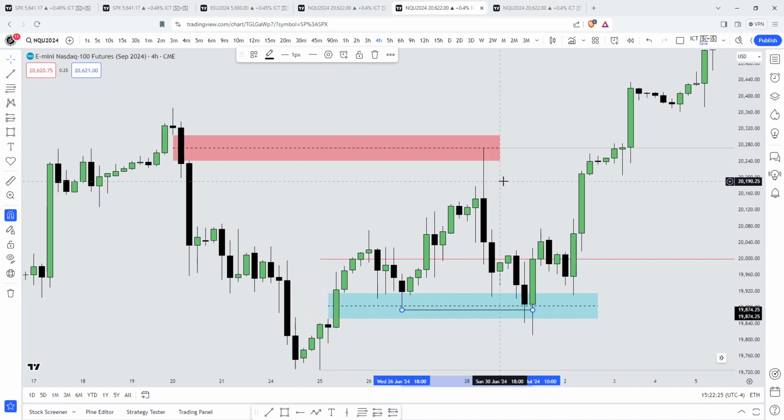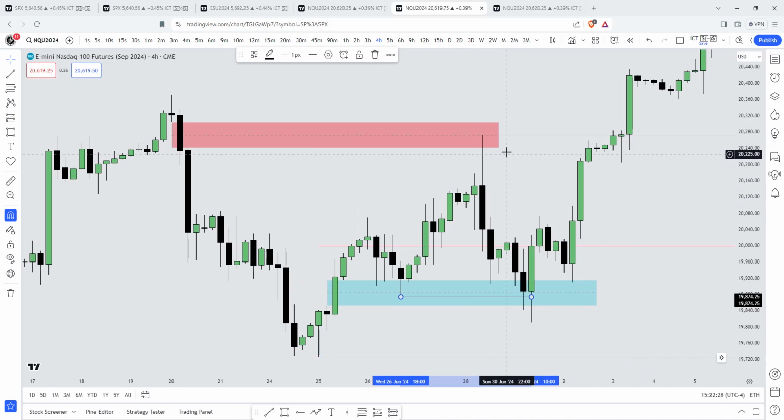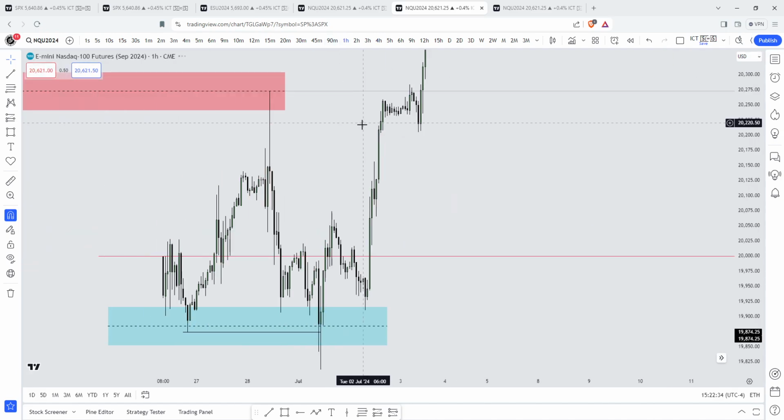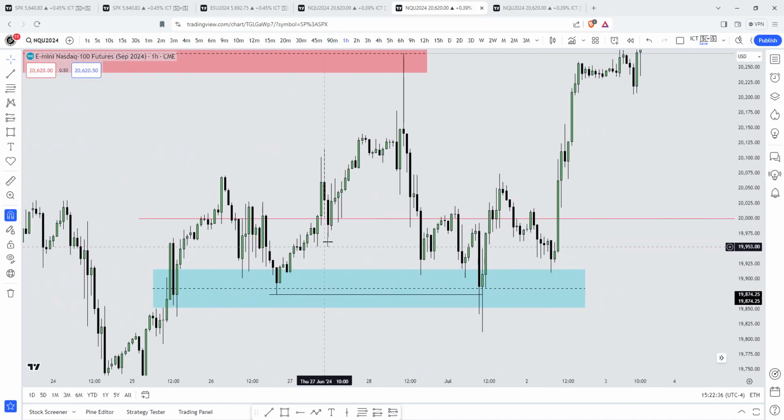The higher time frame likely expansion is lower because price respected a premium fair value gap. It showed that it didn't want to go any higher, and there's lots of sell orders beneath each of these lows in here. So if it respects a fair value gap, it can run for liquidity.